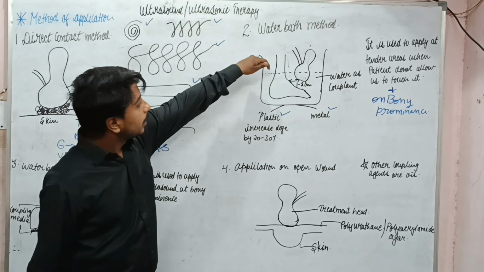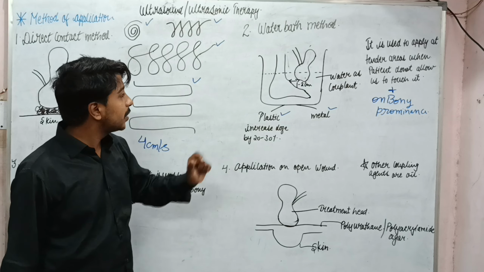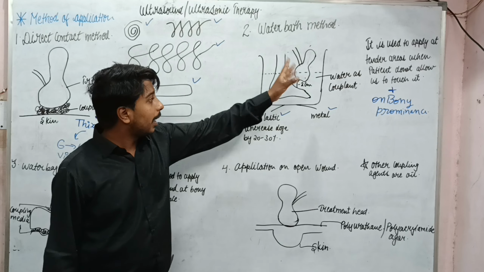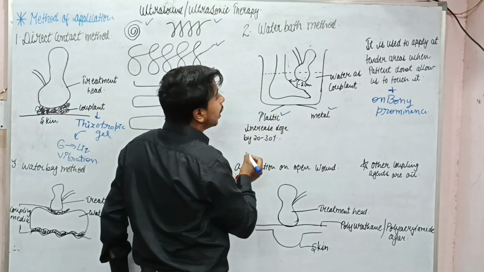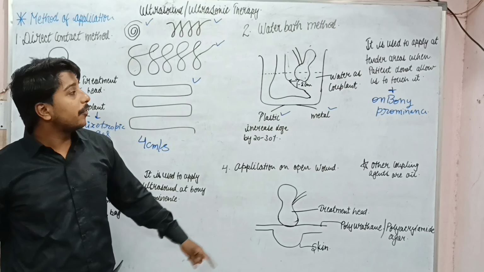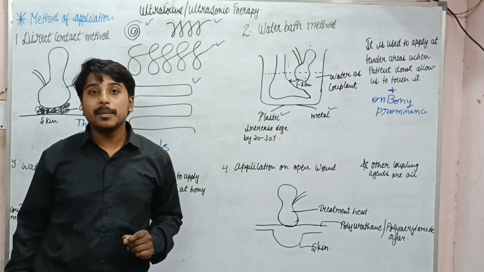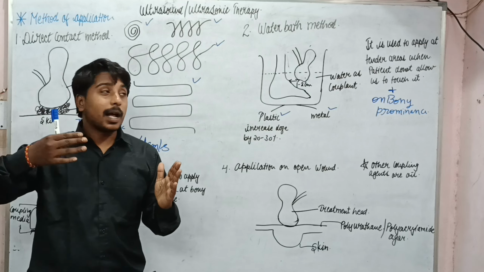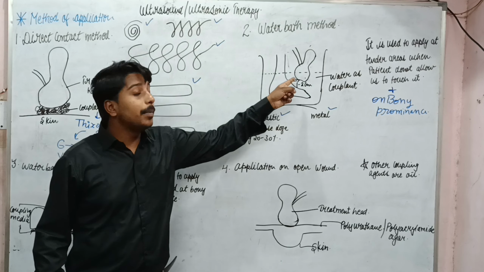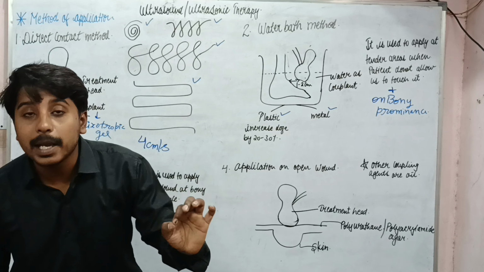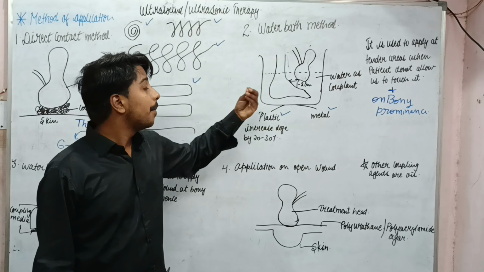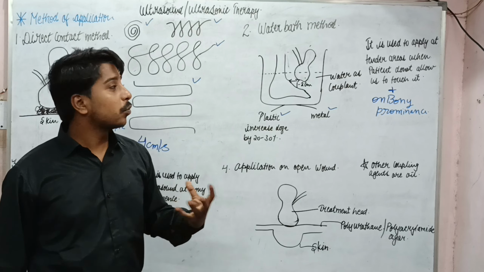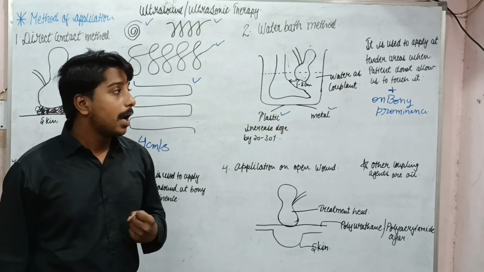Okay, so this is the water bath method. This foot is dipped in the basin which has water, and then ultrasound is applied. You need to understand that the distance between the transducer head and the feet is 1 to 2 centimeter, and the transducer head should be perpendicular to the site where we want to apply the ultrasound for better irradiation, so that better penetration can occur.